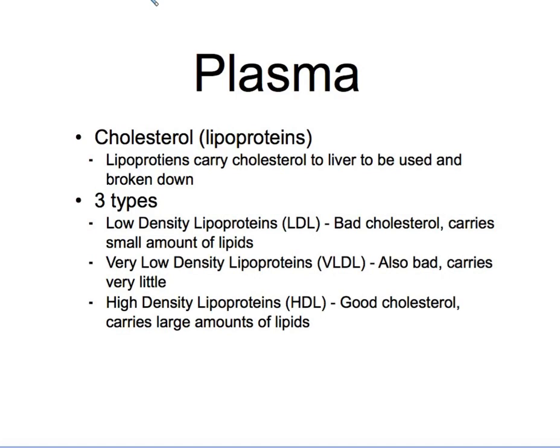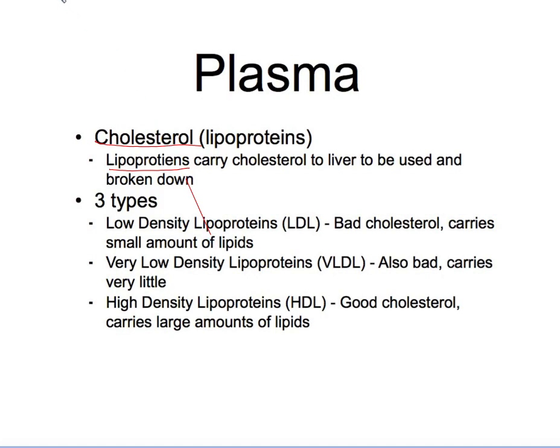Okay, and the last little bit of today, also in your blood, some of those proteins are called lipoproteins. Lipo referring to fats, protein referring to obviously a protein. These are proteins associated with cholesterol. And so lipoproteins carry cholesterol to the liver to be used and broken down. And so your liver breaks down your cholesterol, and they're carried by these things called lipoproteins.